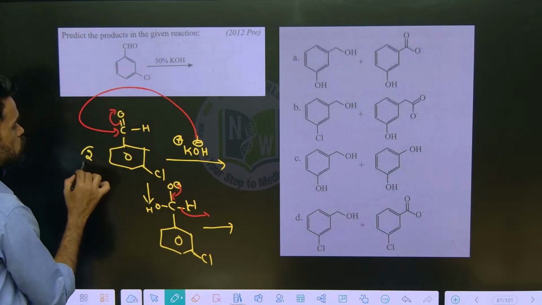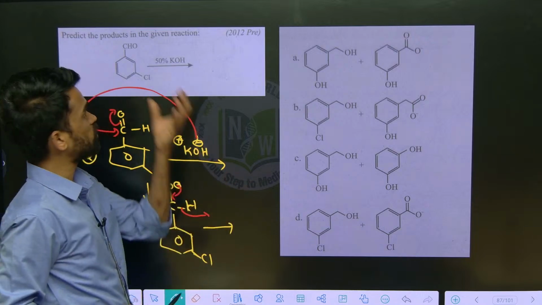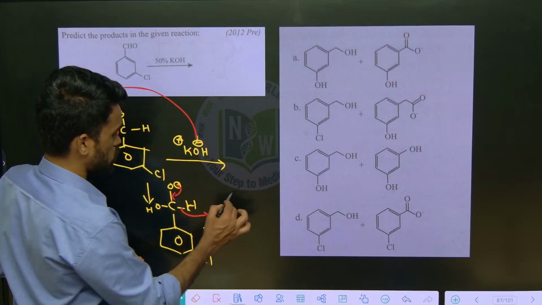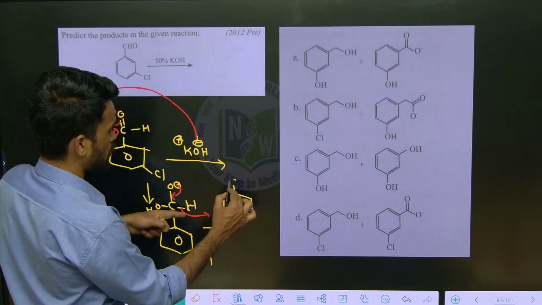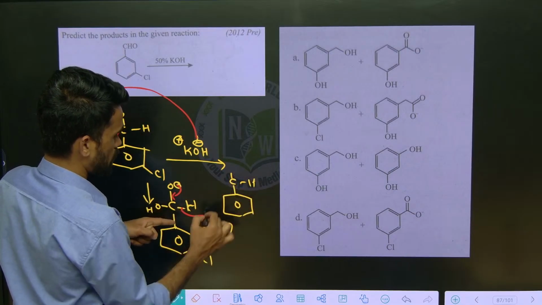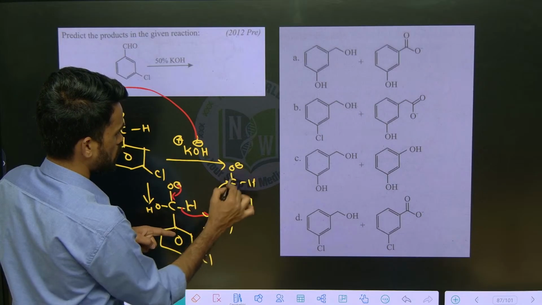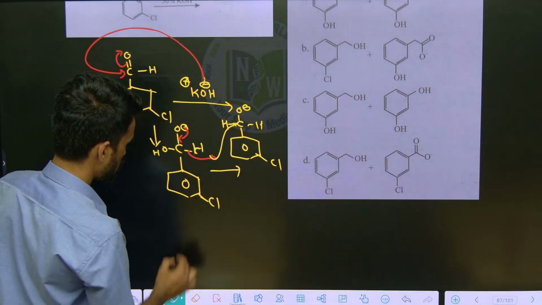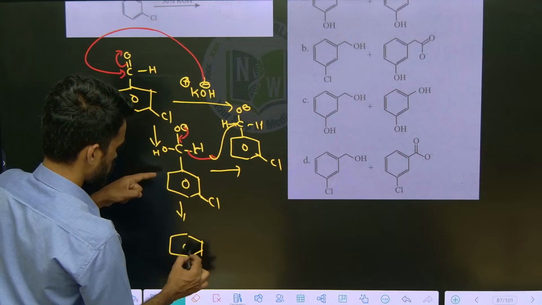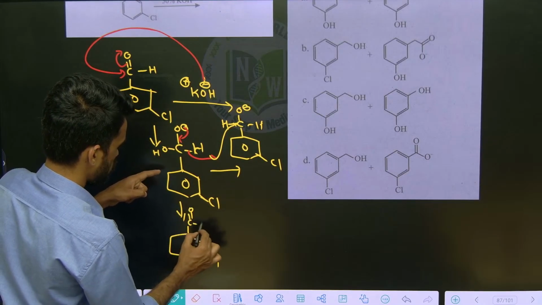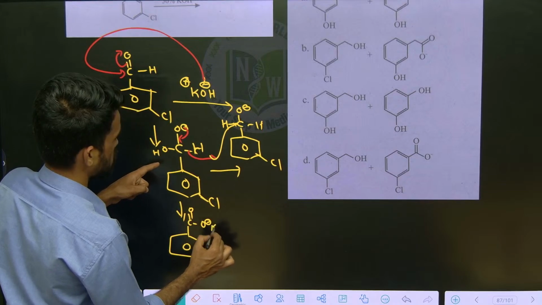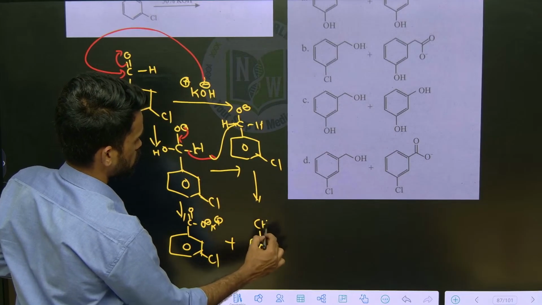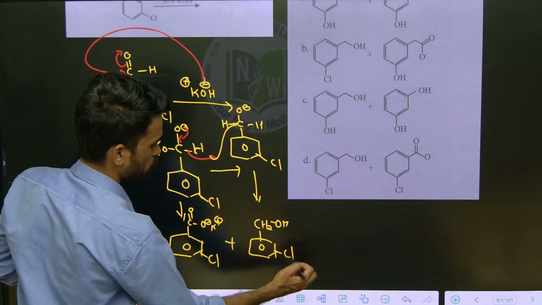By default you should consider two molecules, because the solution of this compound contains n number of such units. If one unit is undergoing oxidation, the next unit takes this hydride and undergoes reduction. So the hydride will attack here and form O minus H. You are going to get something like this: a carboxylic acid from here, and a benzylic alcohol from here. Chlorine remains unreacted.